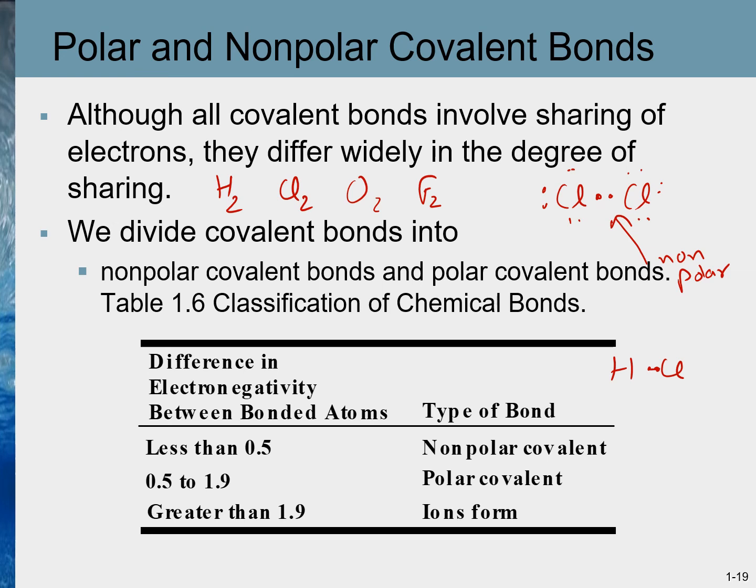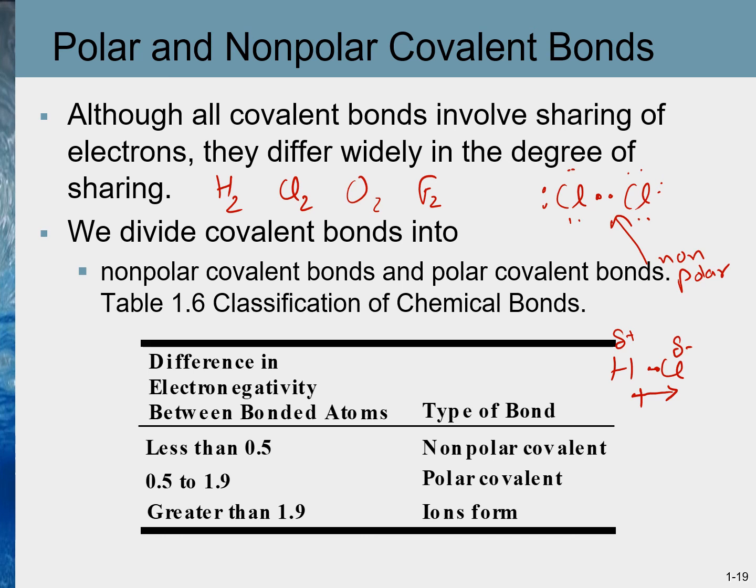The shared pair will be closer towards the more electronegative element, resulting in formation of a partial negative charge on the atom where the shared pair is closer. The other atom will get a partial positive charge. This kind of covalent bond will have a polar character, and these kinds of bonds are known as polar covalent bonds. So we can generalize at the end that some of the covalent bonds are nonpolar and some of the covalent bonds are polar. So where is the cutoff?